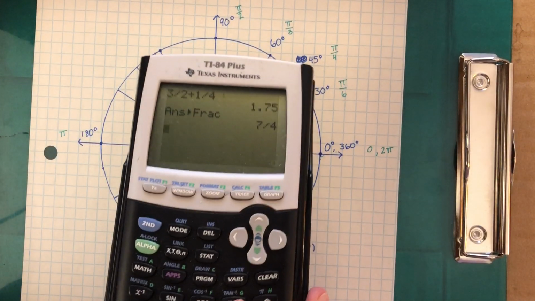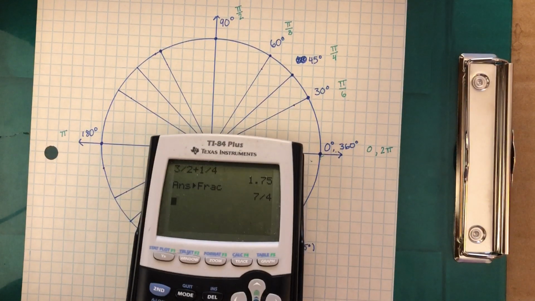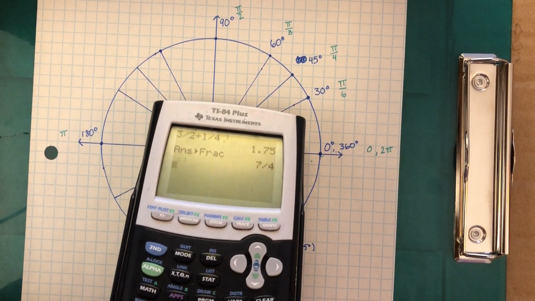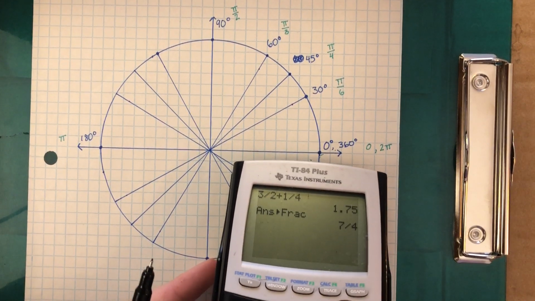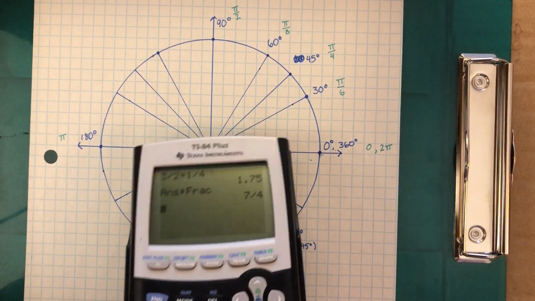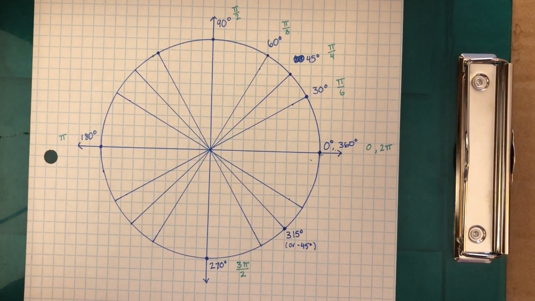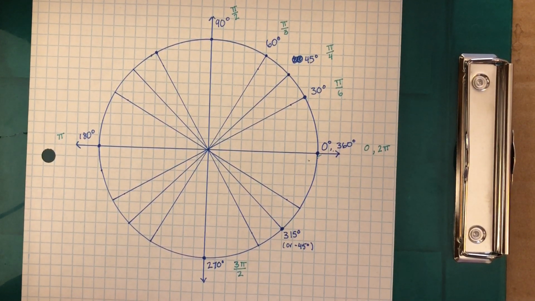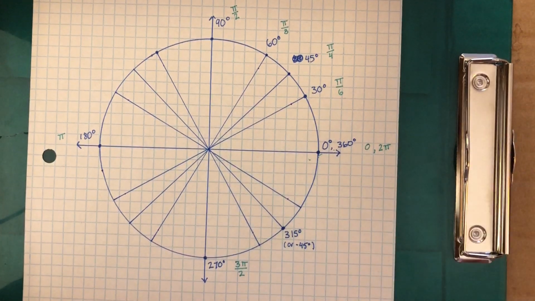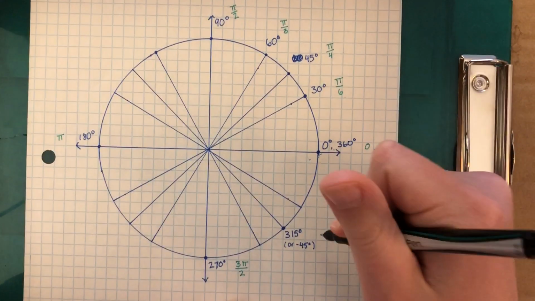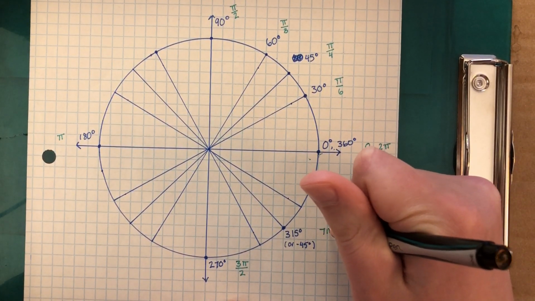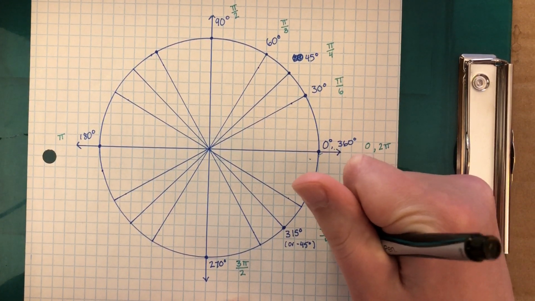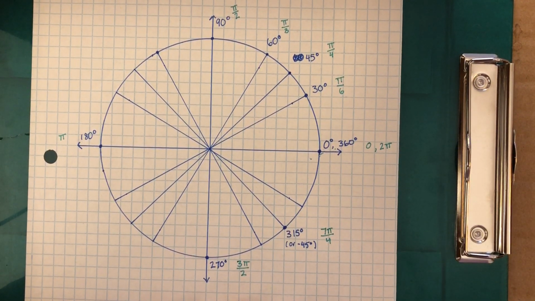And we get 7 over 4. So the 3 halves refers to the 270 degrees. And then 1/4 more is the last 45 degrees here. So this ends up being, in radians, 7 pi over 4. Okay.